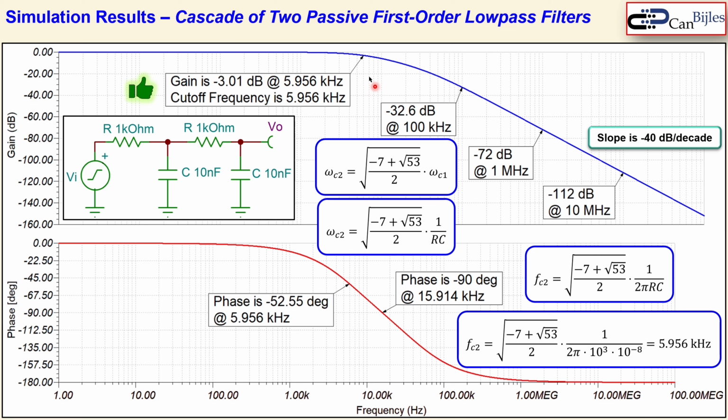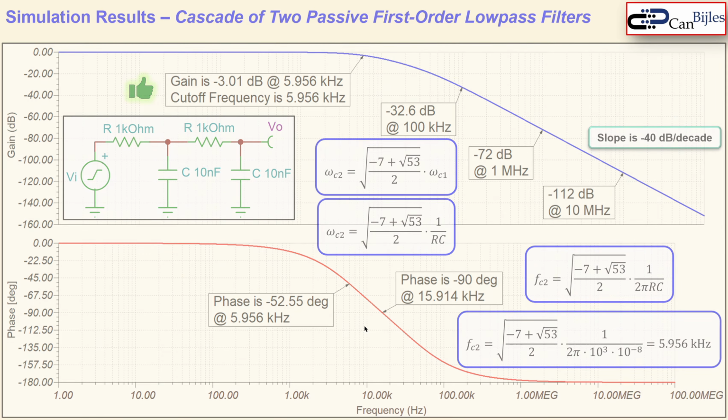One note here: at the cutoff frequency, the phase is not minus 45 degrees. It's also not minus 90 degrees, like what you might think. The minus 90 degrees which you see here is the phase at the cutoff frequency of the situation where you have the first order low-pass filter. So this is an interesting note here. This is not necessarily minus 45 degrees for the two-stage passive low-pass filter.